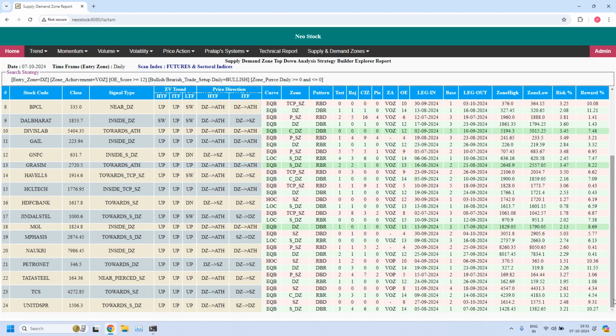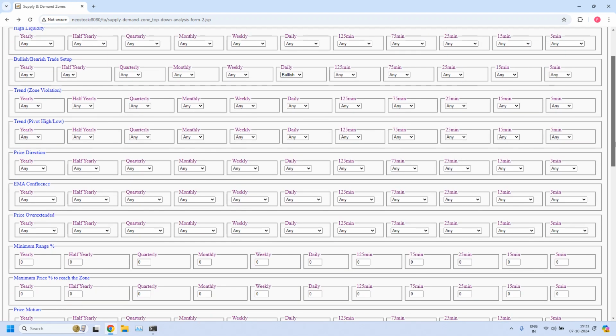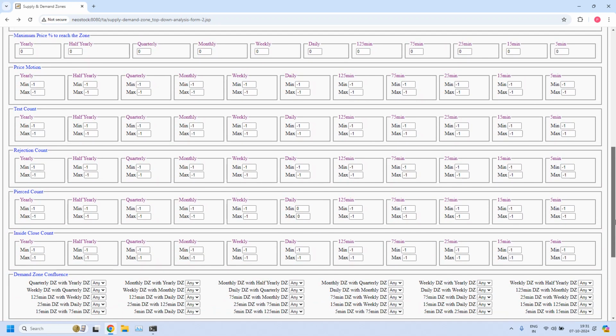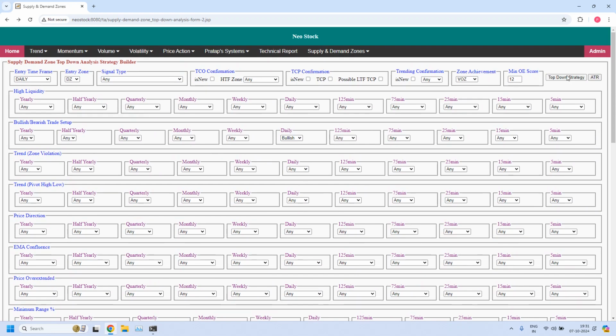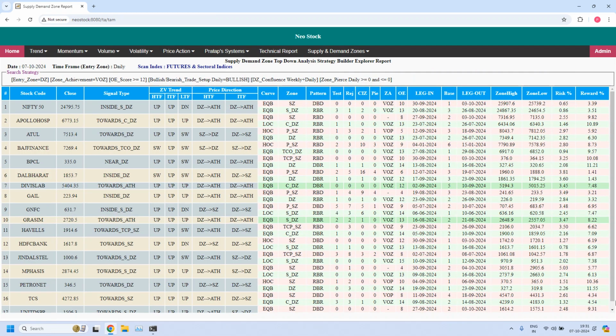The daily is LTF, lower time frame, that is the entry time frame. So it should have ITF confluence, that means weekly zone confluence. So I'm going back to the demand zone confluence, I want to add the filter. In the demand zone confluence, I enabled the daily demand zone with weekly demand zone confluence filter. Now let me filter. Now the list has come down to 17.